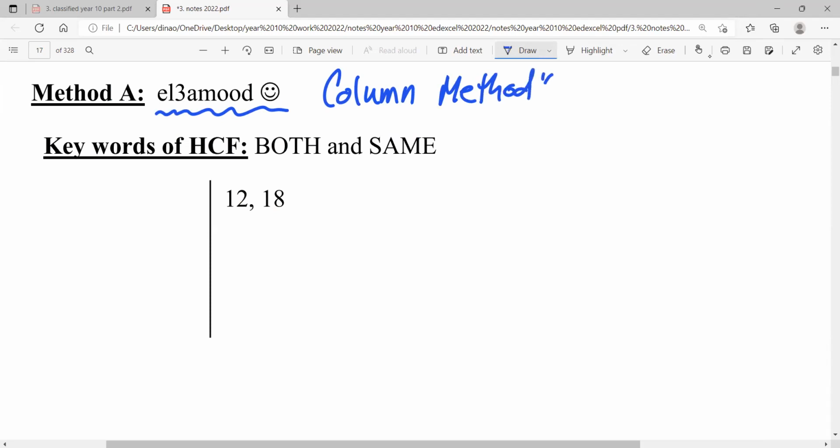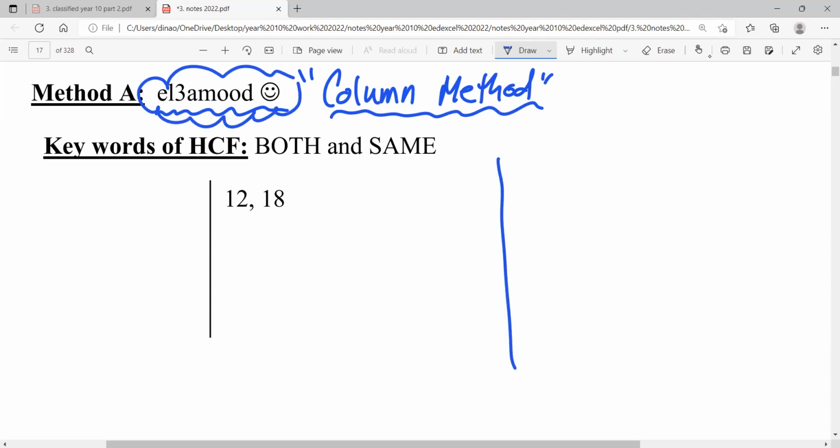Okay, and I'm going to explain now what is the column method. باللغة العامية يعني أنا بحب أسميها العمود. إيه العمود ده؟ العمود ده عبارة عن أو what is the column method? This is a vertical line as you can see over here. Now this vertical line represents division.